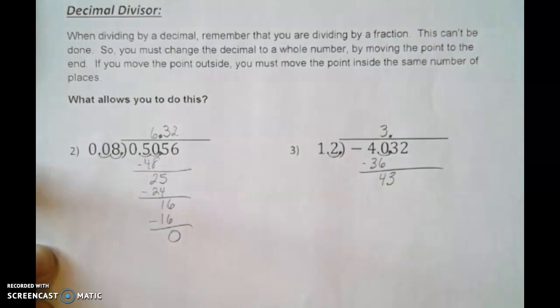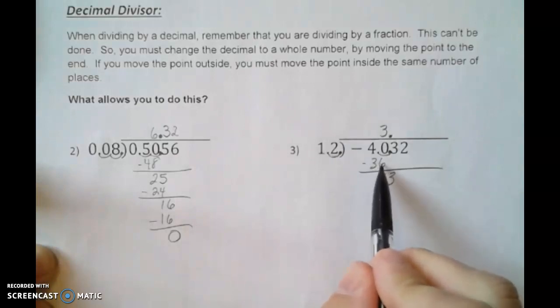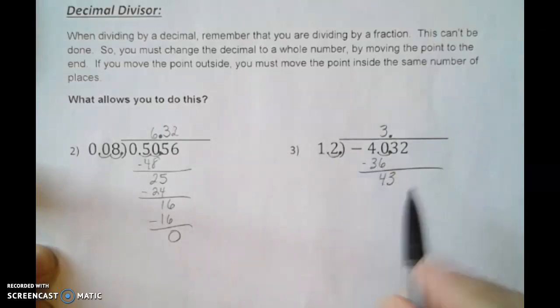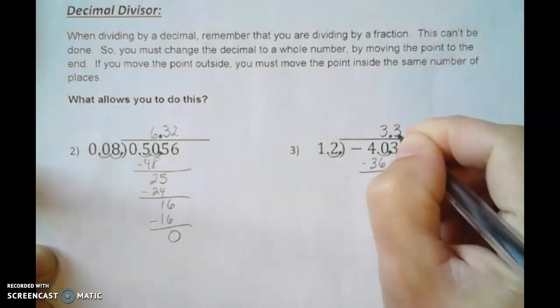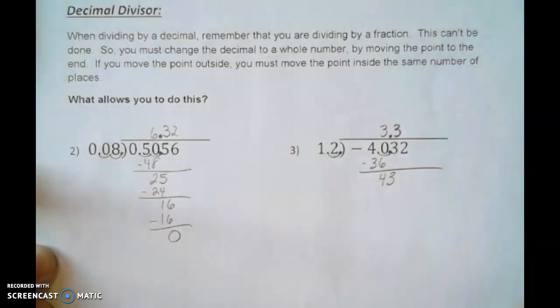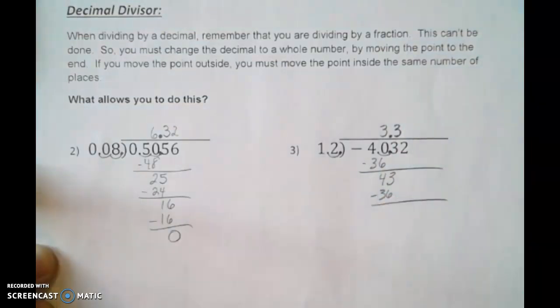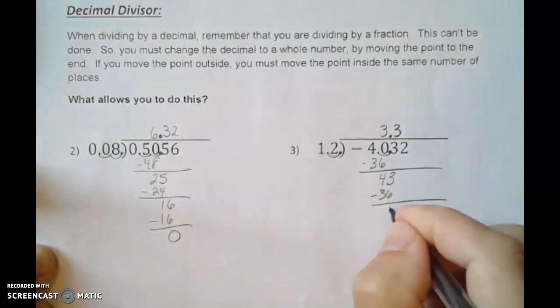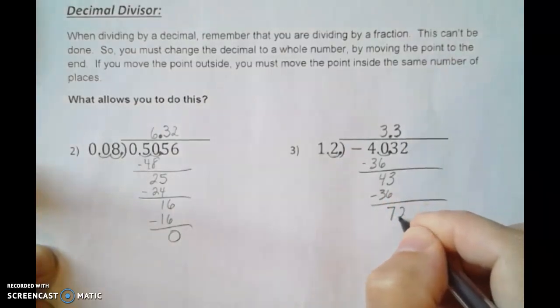Okay, so now I've got to figure out how many times 12 goes into 43. Well, I just did 12 times 3 to get 36, and I can't get much closer than that with the 43. So above this 3, I'm going to put another 3. 12 goes into 43 3 times. And again, 12 times 3 is 36. I do my subtraction. I'm left with a 7. And I'm bringing the 2 straight down.